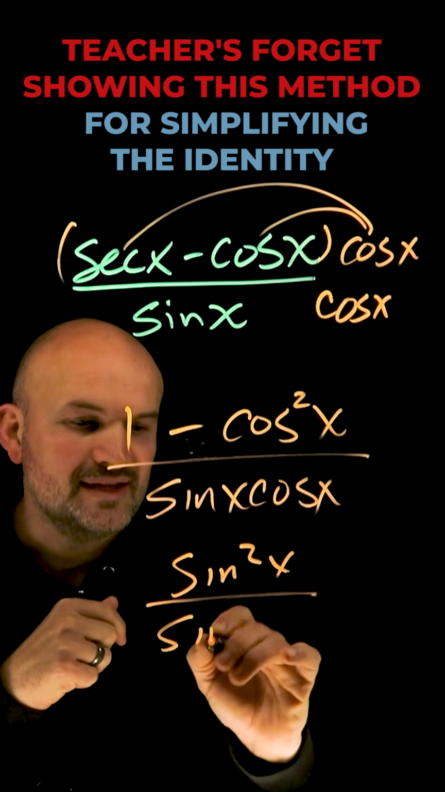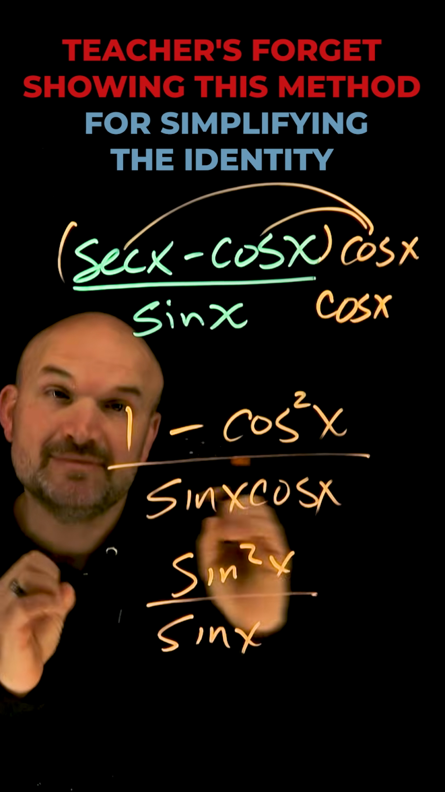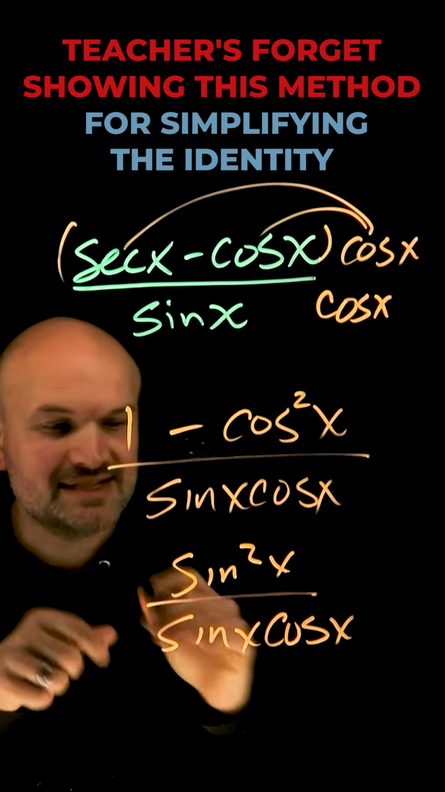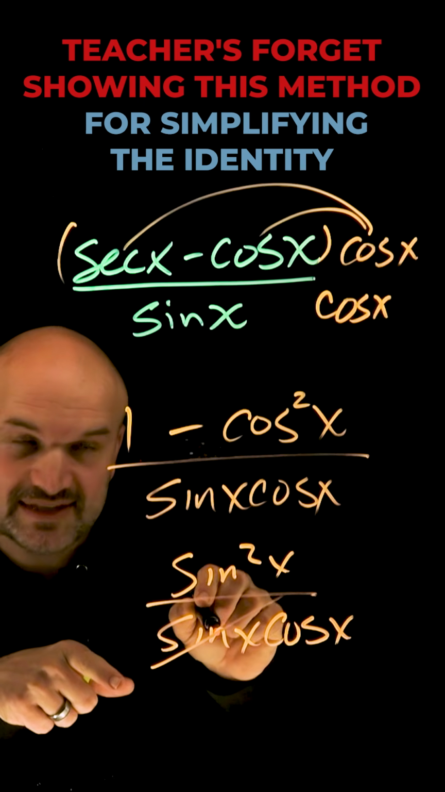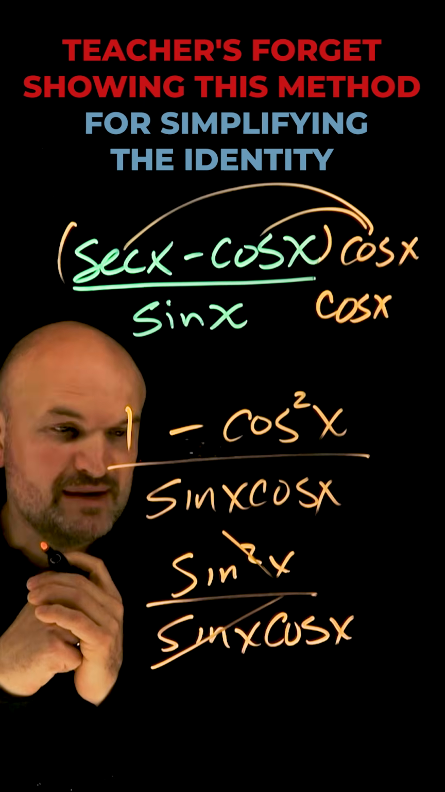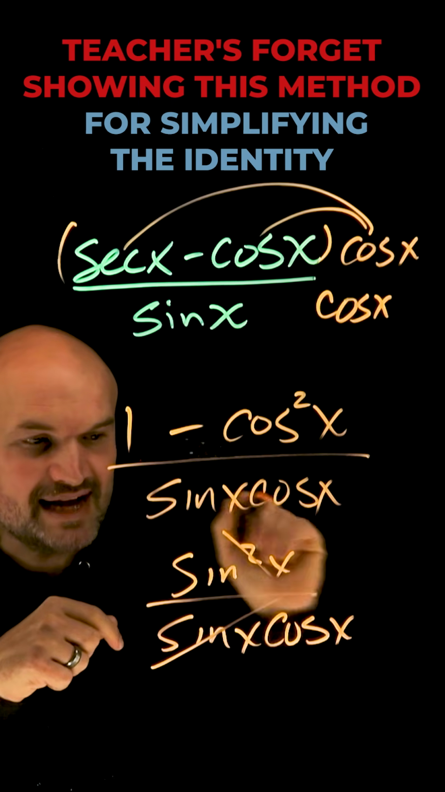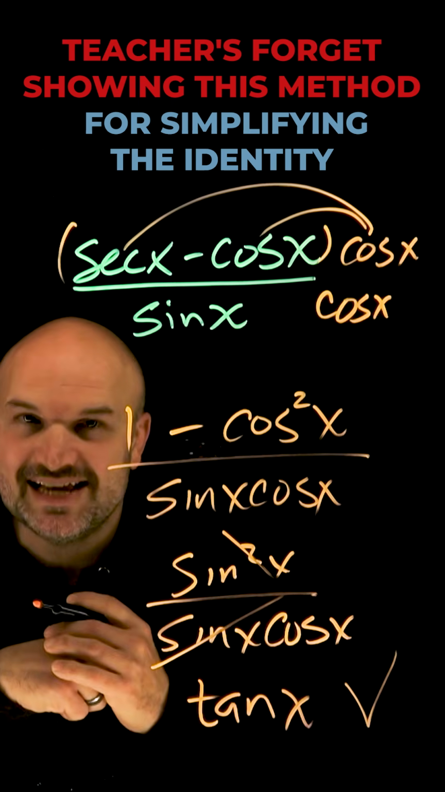Now what I have is a sine squared of x, which is really sine of x times sine of x, divided by a sine of x times cosine of x. So what's going to happen here is I can divide out the sine of x in the denominator and one of my sine of x in my numerator, since everything is separated by multiplication. That is going to leave me with a sine of x over a cosine of x. Using my quotient identity, that is going to be a tangent of x.